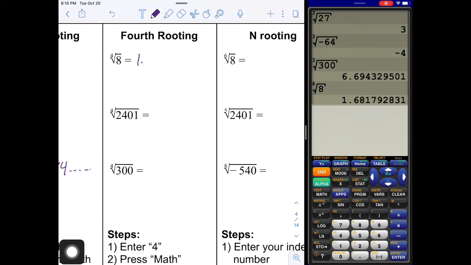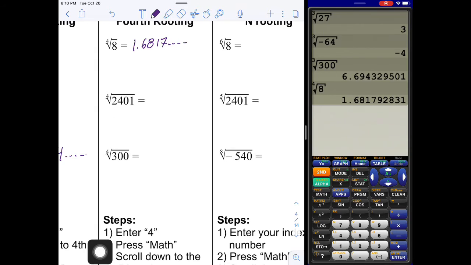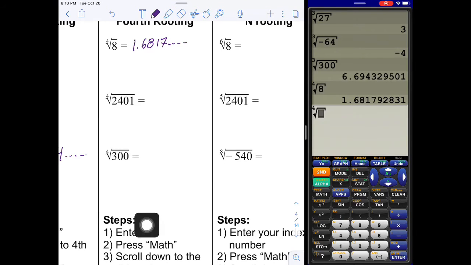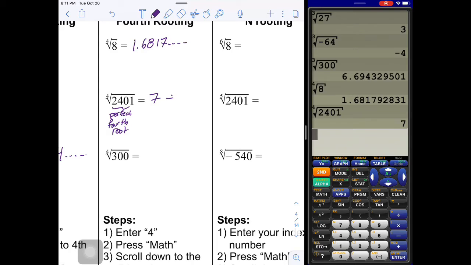So that is not a perfect fourth root, so it looks like it's an irrational number. Okay, let's see this guy here. So again, I'm going to press 4, math, and then I'm going to go down towards x radical, and now my index is that number 2401. And it looks like that's actually a perfect fourth root, making it rational. Okay, this guy above would be irrational.